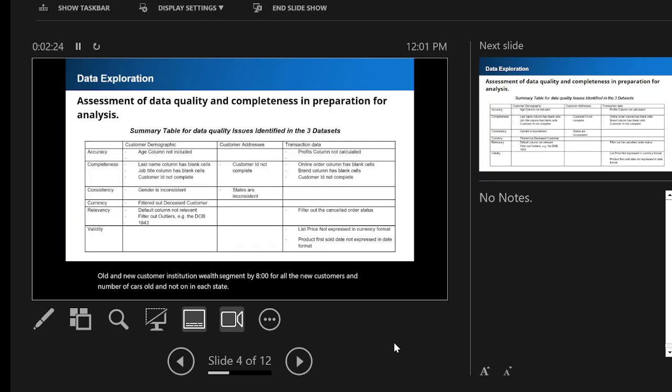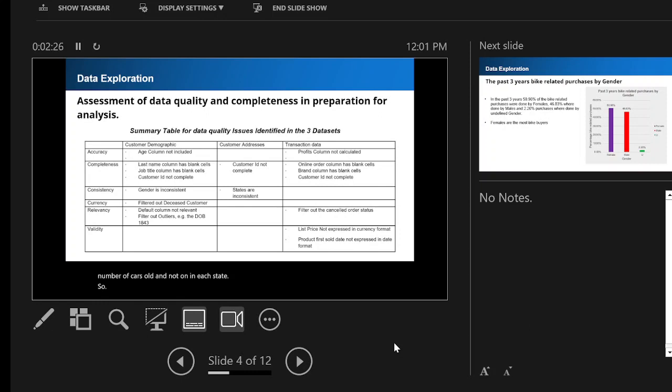So, the first thing: when you have been given this assessment of data quality and completeness in preparation for analysis, you should put your report in such a table. So we have the matrix here. This one, the values, I think I entered wrong. There's no matrix like that, but we have the matrix column. The first one is the matrix.